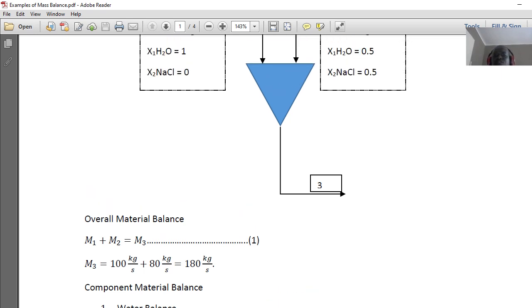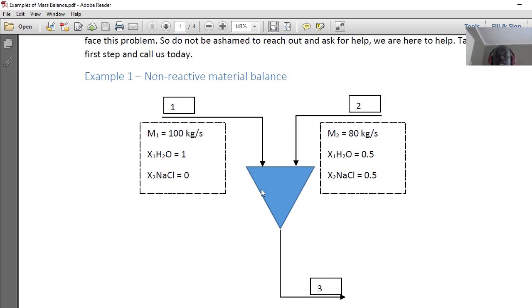So I've chosen a simple example where you've got water and salty water, right? Where your water stream is 100 kg per second. It's got a composition of water, which I've denoted as X1 H2O equal to 1. And then, sorry, this was meant to be X1 NaCl equal to 0. And then stream 2 is M2 equal to 80 kg per second, where again this is supposed to be X2 H2O equal to 0.5. I'll just remember to fix these. Let me highlight them now so that I do not forget.